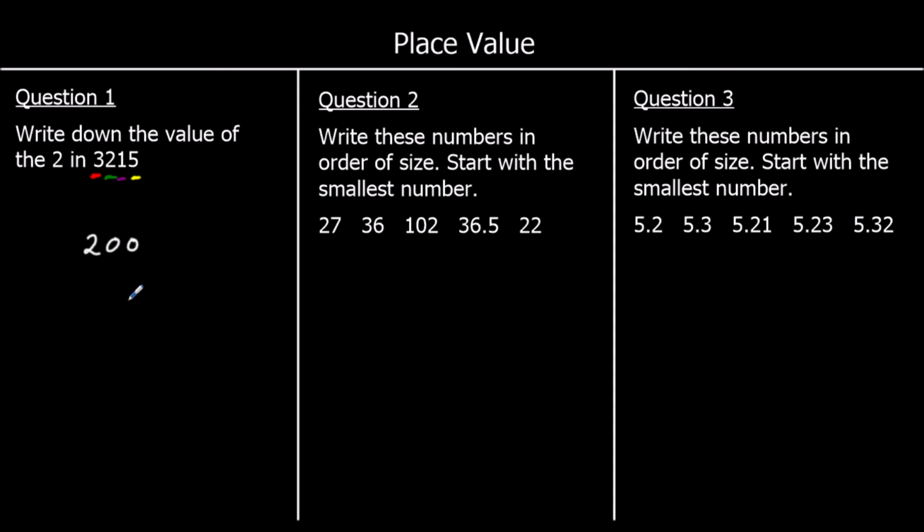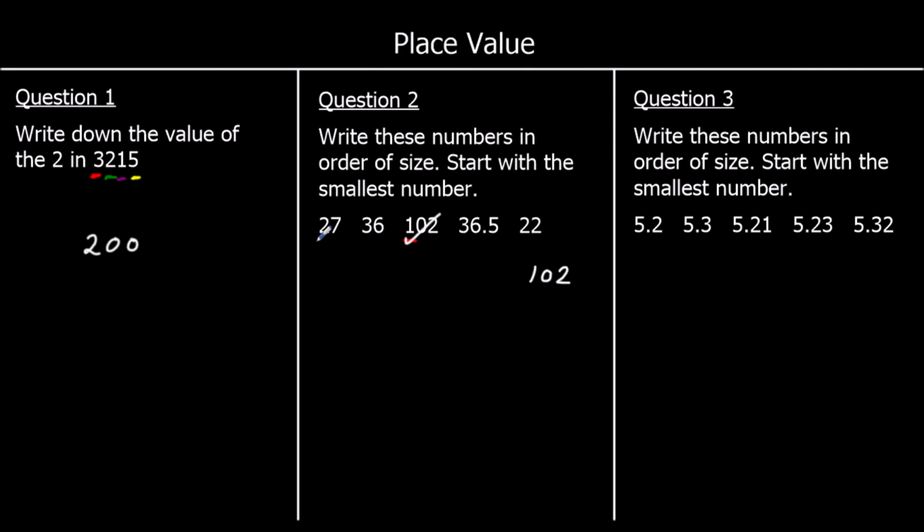Question 2. Write down these numbers in order of size. Start with the smallest number. So if we look at the biggest column first, which is the hundreds, there's only one number with anything in the hundreds. So 100, 102, it's got 100. So that must be the biggest number. So I can write that on the end.